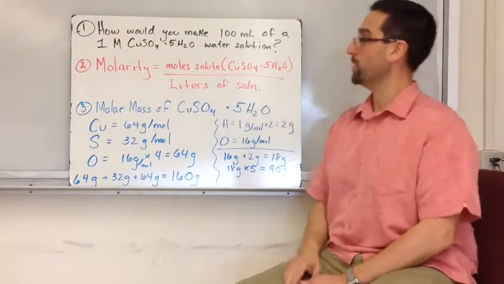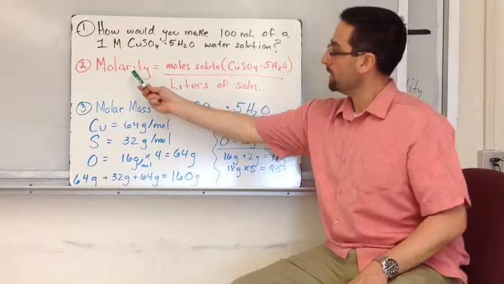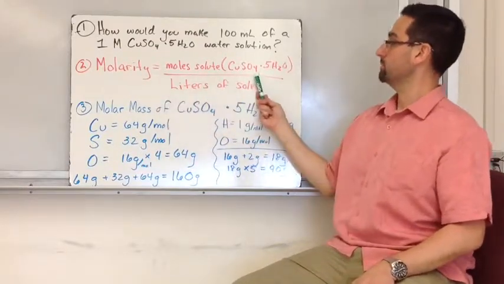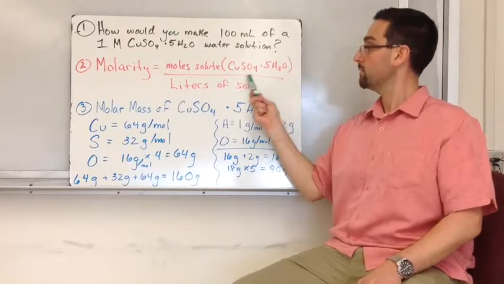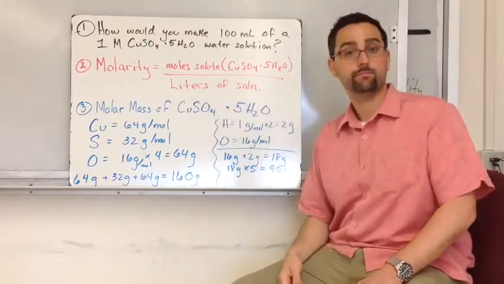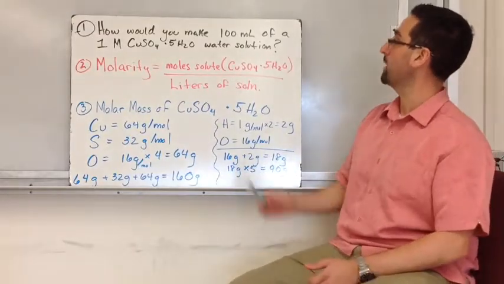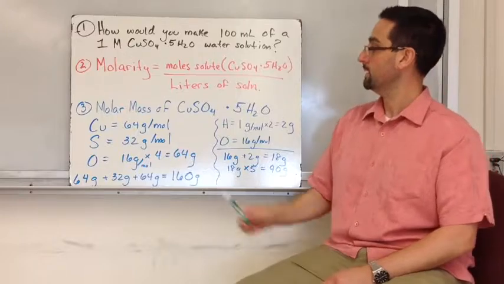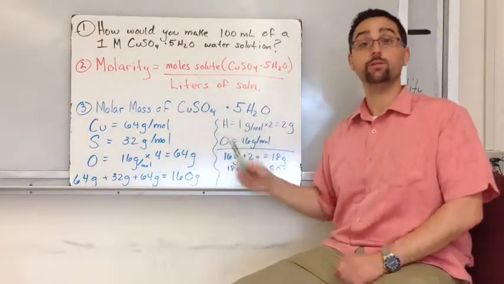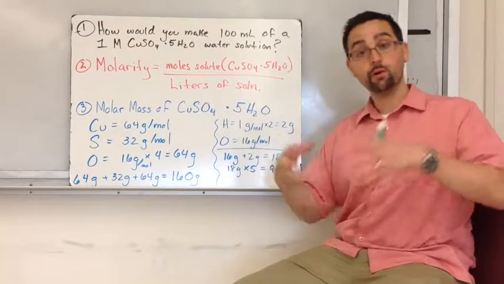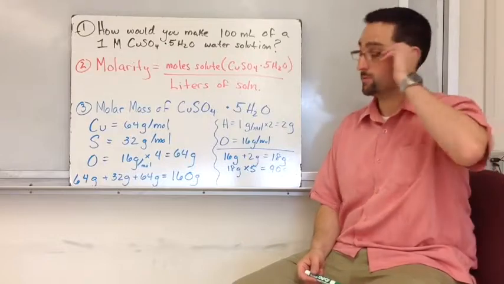So as some quick review here, some terms that you have to know. Molarity is equal to moles of solute, in this case copper sulfate pentahydrate, divided by a liter of solution. So first, we have to figure out what is the molar mass of copper sulfate pentahydrate. This is a large molecule. Water is part of its structure, so you have to keep that in mind as far as molar mass goes.